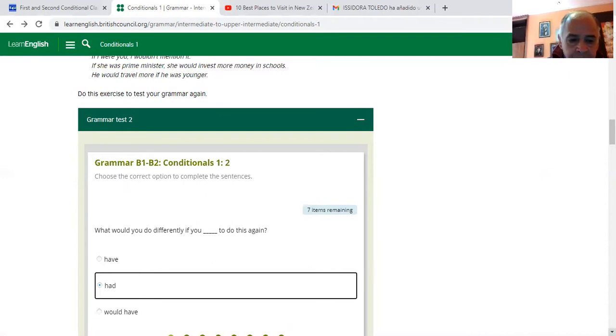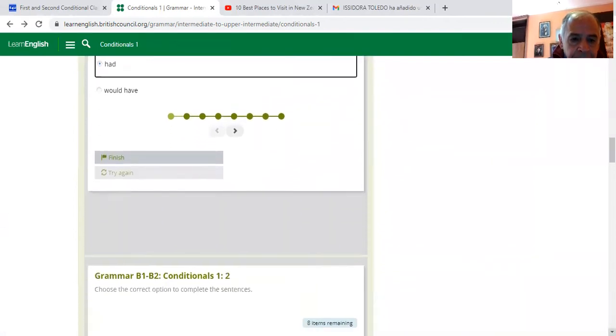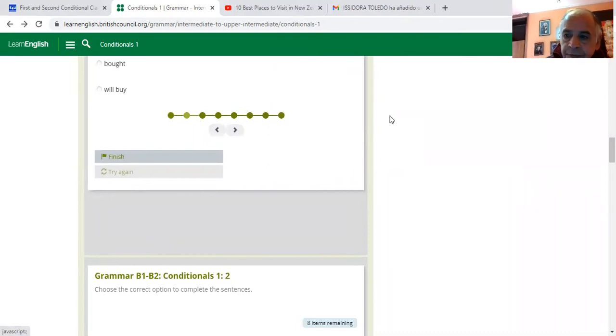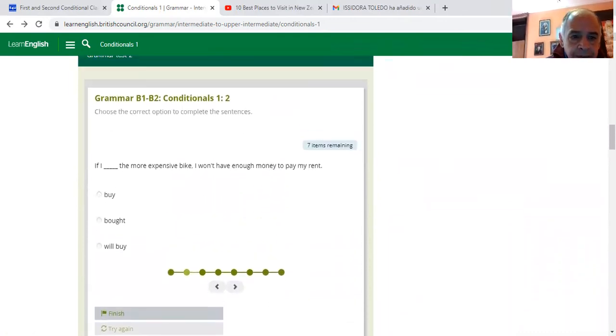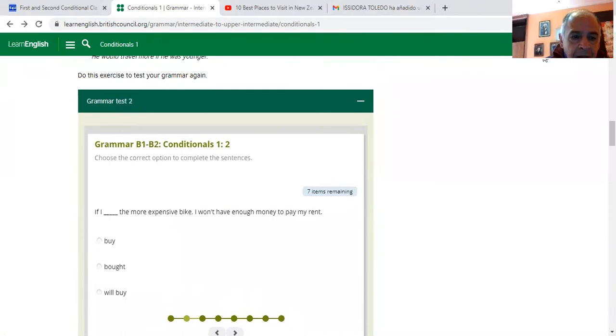Right? In the other one, we have to do it. The second one is, for example, if the more expensive bike, I won't. Here you have future. So if you have future here, you have to use present here.